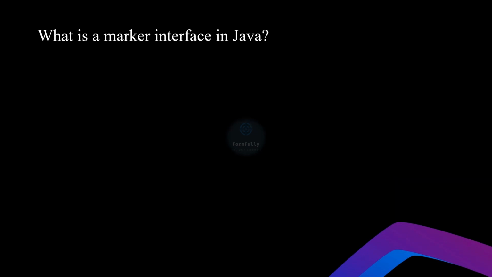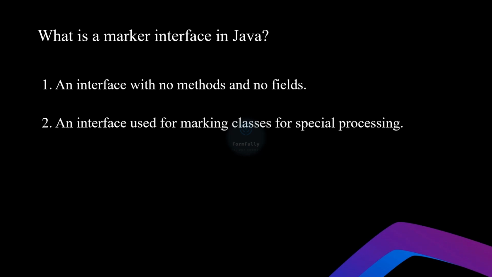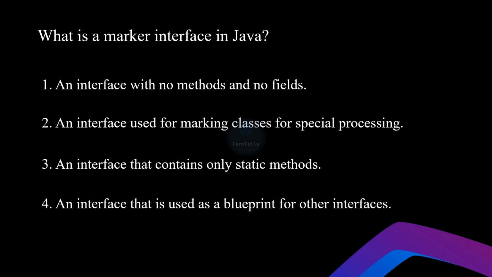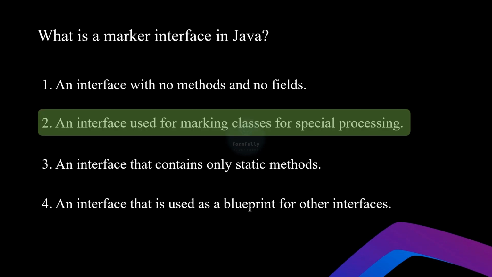What is a marker interface in Java? Options are: an interface with no methods and no fields, an interface used for marking classes for special processing, an interface that contains only static methods, an interface that is used as a blueprint for other interfaces. A marker interface, also known as a tagging interface, is an interface with no methods but is used to mark classes for special processing or categorizing. It is a way to indicate that a class implements certain behavior without adding methods to the class.